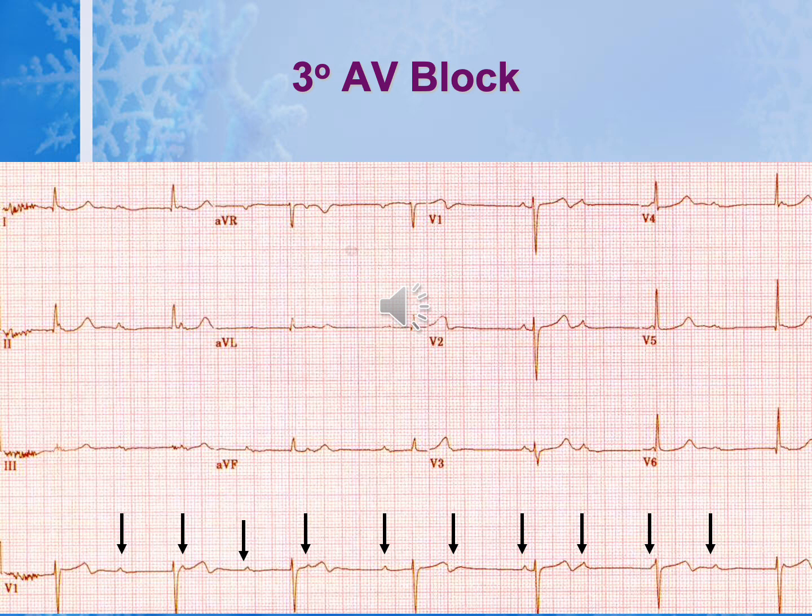So there is a separate pacemaker site occurring somewhere in the lower AV node bundle of His area. And this is a typical electrocardiogram of third-degree AV block.